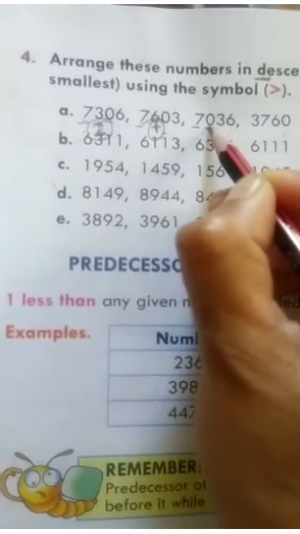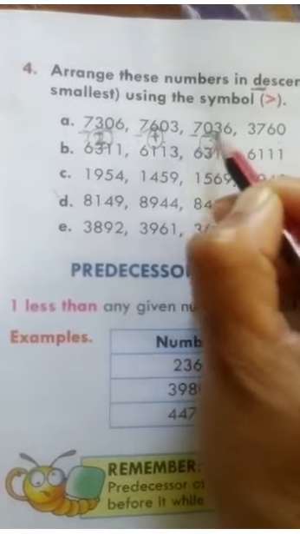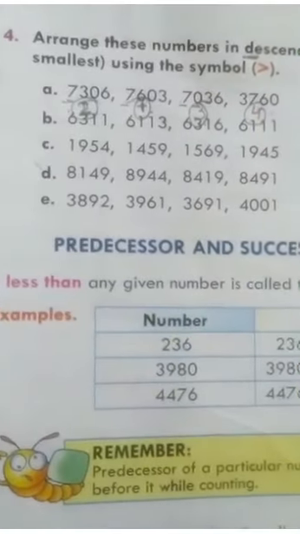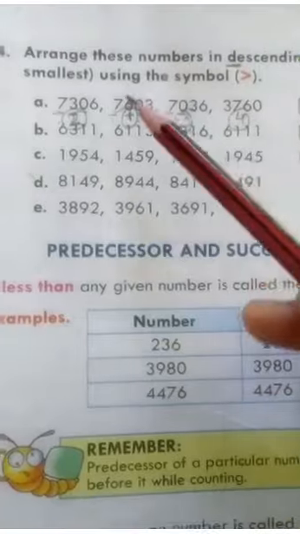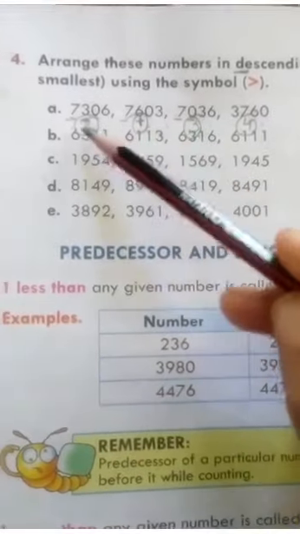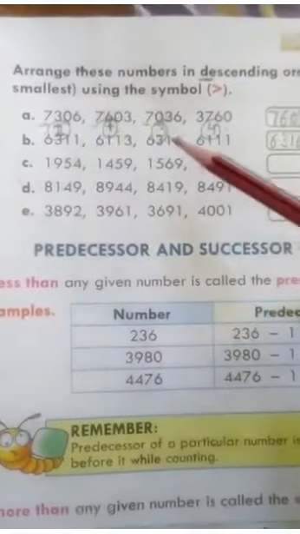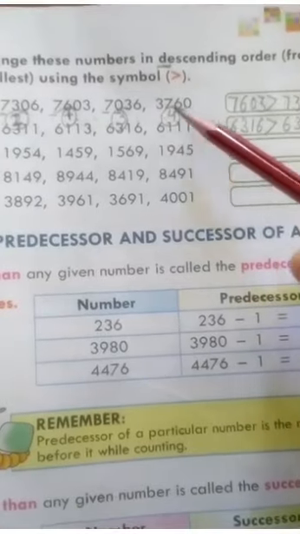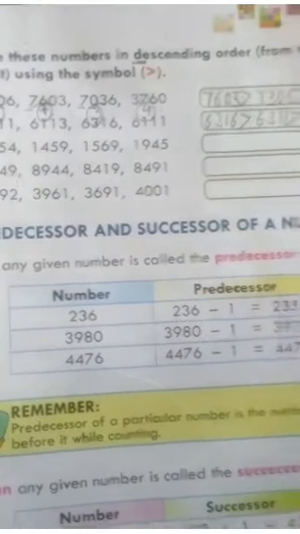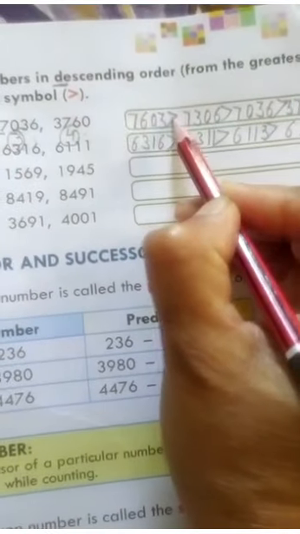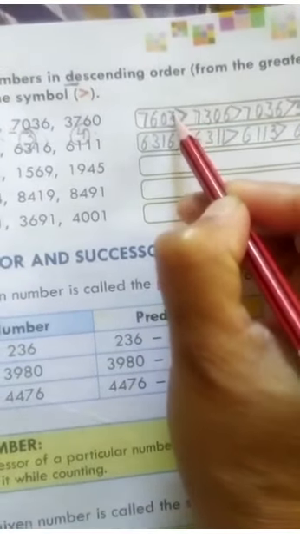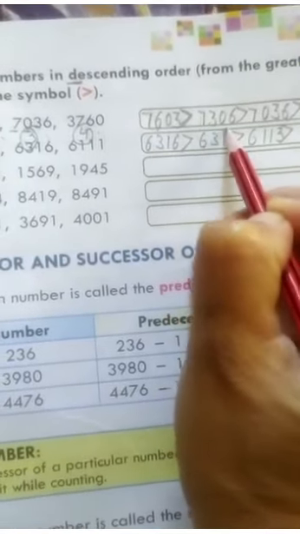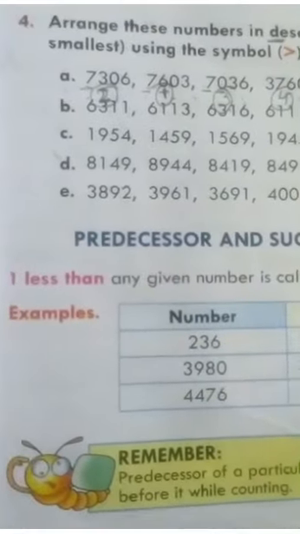उससे छोटा 0 है. तो 7036 and सबसे छोटा कौन सा हुआ? 3760. So first we will write 7603. Then we will write 7306. Then we will write 7036 and in the last सबसे छोटा लिखेंगे 3760. अब हमने इसका जो सिंबल है इस तरफ क्यों किया है? क्योंकि जो ओपन माउथ होता है वो बताता है कि वो नंबर बड़ा है और क्लोज्ड एंड बताता है कि वो नंबर छोटा है. नाउ लेट अस सी वन मोर एग्जांपल.